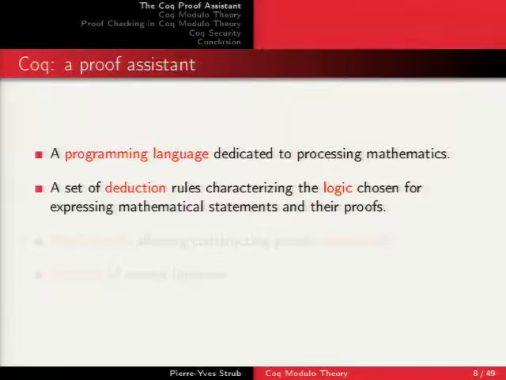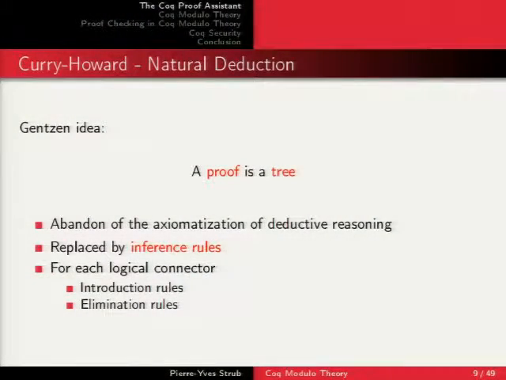So let me introduce the first 2 points. What are these programming languages and what are these deduction rules? For that we are moving 1 century ago to Gentzen and natural deduction. In Gentzen's natural deduction, the idea is that a proof is a tree. You give up the axiomatization of deductive reasoning and you replace it by inference rules. And for each logical connector, you will have rules for introducing them and rules for eliminating them.